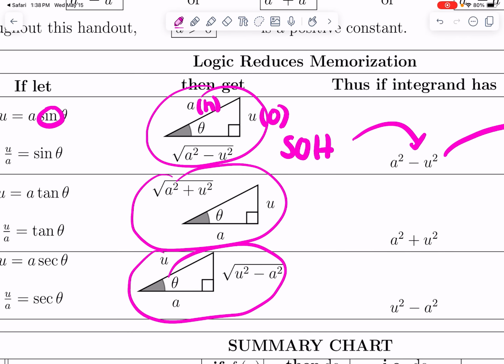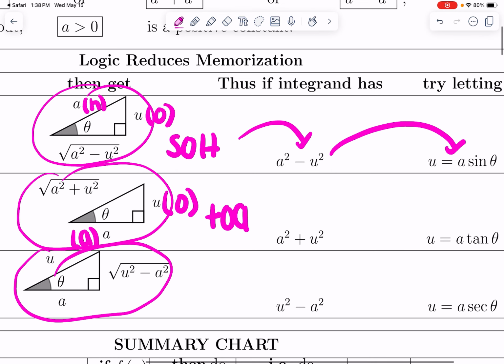For this next one, this would be your opposite side, and this would be your adjacent. When you use opposite and adjacent, that would be TOA, so that would be tangent. So in other words, we would do a squared plus u squared. When we see that, you use a tangent of theta to be u.